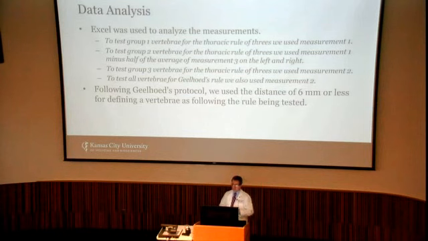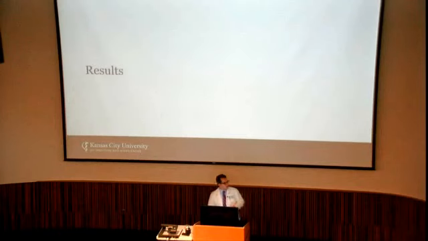To test group 1 vertebrae for the thoracic rule of threes, we use measurement 1. To test group 2 vertebrae, we use measurement 1 minus half the average of measurement 3 on the left and right. Remember, measurement 3 was the transverse process to transverse process distance, so we tried to find half that. To test group 3 vertebrae, we use measurement 2. We also use measurement 2 to test Gilholt's rule. Following Gilholt's protocol, we used a distance of 6 millimeters or less for defining a vertebra as following the rule being tested. So now to our results.